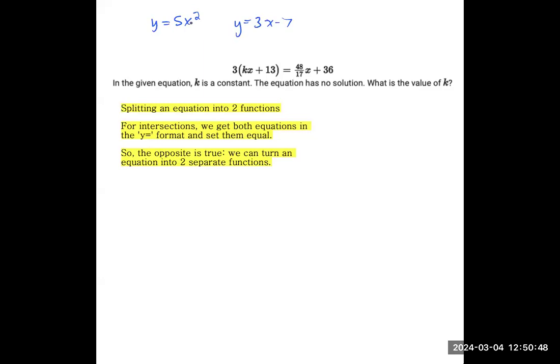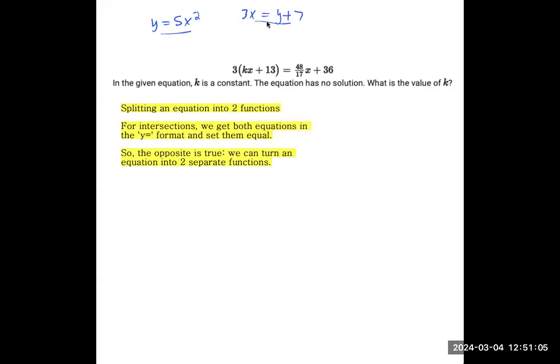Let's just say I had, taking it a step further, 3x equals y plus 7, let's say. So let's say I wanted to find the intersection of these two functions.